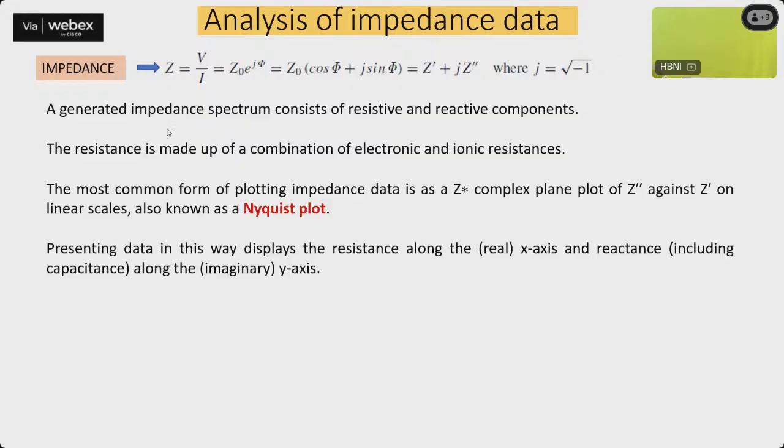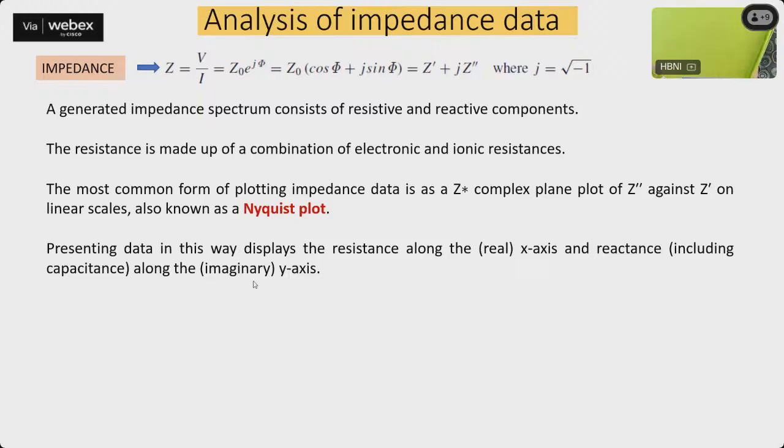So the generated impedance spectrum which you have will consist of both resistive as well as reactive components. And the resistance is made up of a combination of all these electronic and ionic resistances. The most common form in which you are plotting this EIS spectrum is the Nyquist plot. So what you do is, it is a Z star complex plane plot, where Z double prime against Z prime is plotted on linear scales.